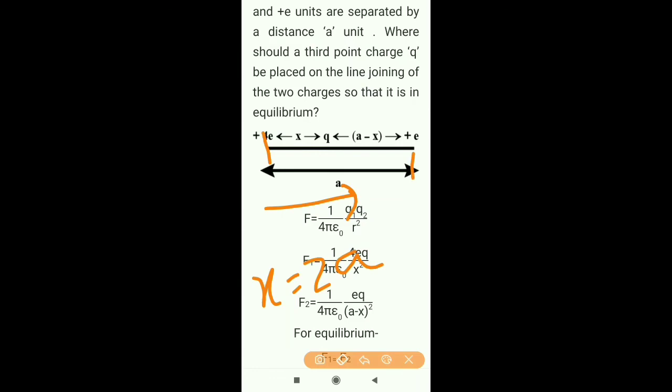So if you place this q charge on the right hand side of the +e, then it is impossible that the net force acting on the q charge will be zero. I already explained at the start of the question that if you place the q charge in between these two charges, then there is a possibility that the net force acting on the q charge is zero. So x is equal to 2a is practically not possible. So for this question, you have only one answer, x is equal to 2a by 3.